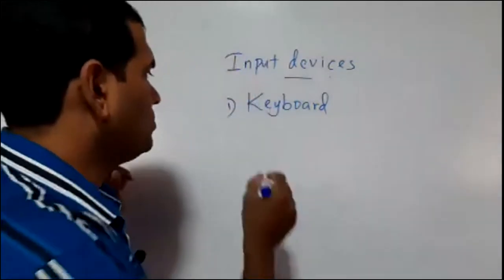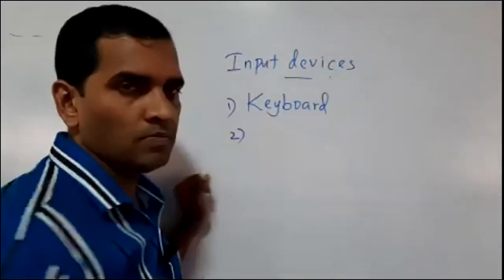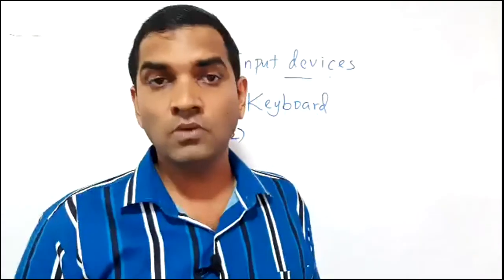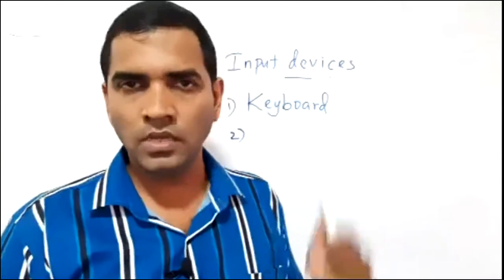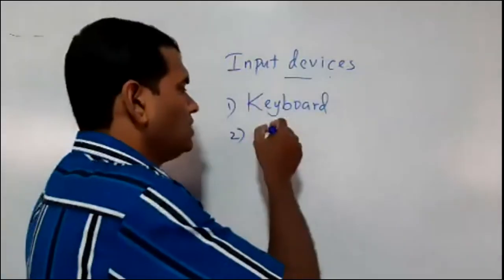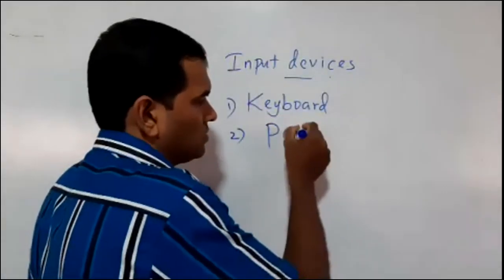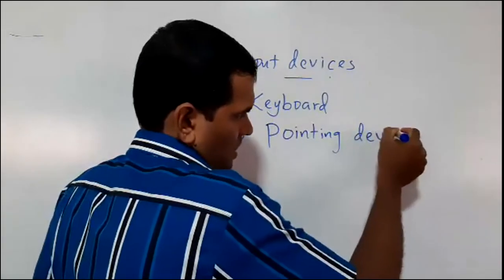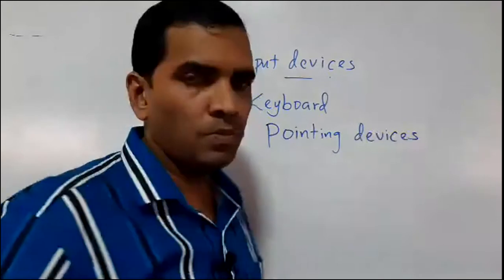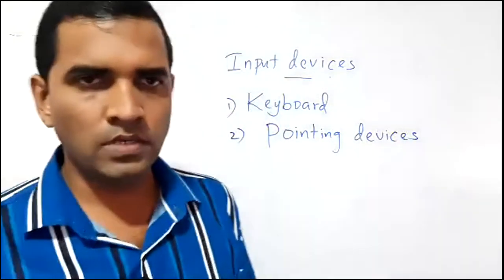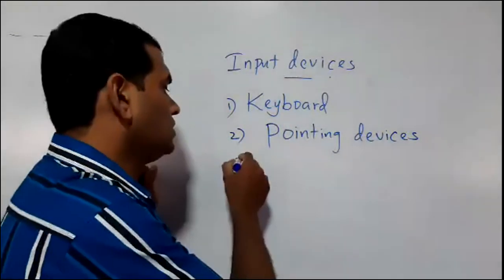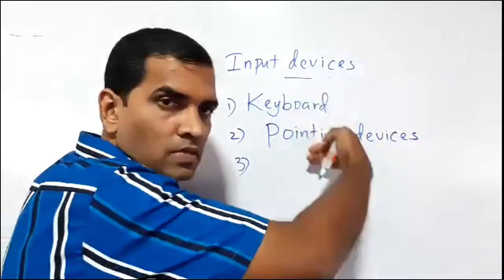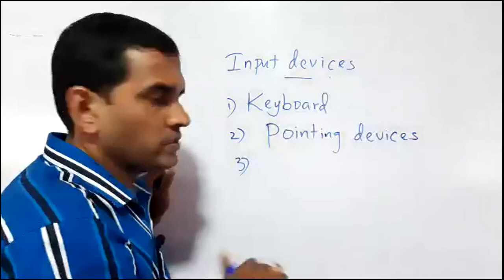I will explain about keyboard later. This is the first category. So even though it is a device, we take it as a type because keyboard is a very important input device. We have a type called pointing devices. Okay, pointing devices, I will explain, wait, right? Then the third one, there are some examples, right? It's a type, it's the name of the type. So definitely there are some examples for pointing devices.